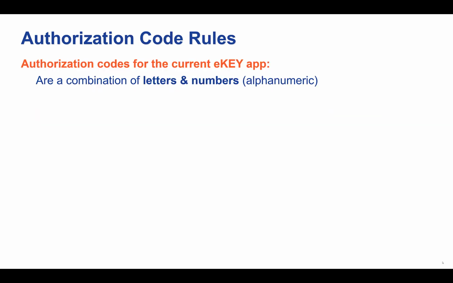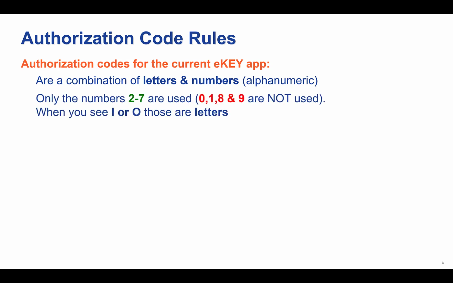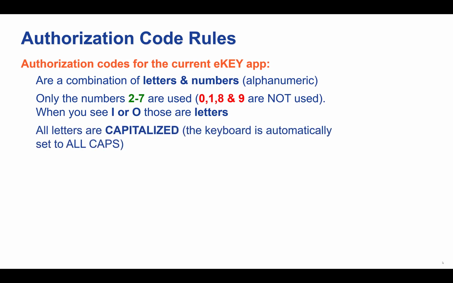A couple of notes regarding authorization codes. First of all, the authorization codes for the current eKey app are a combination of letters and numbers that are 10 digits in length. The only numbers we use are 2 through 7, so we don't use 0 or 1, and we don't use 8 or 9. That way those can't be confused with the letters. So if you see something that looks like a 1, it's an I, and if you see something that looks like a 0, it's an O. All the letters are capitalized, and your keyboard will automatically be set to all caps when you're entering in an authorization code, so you won't confuse those either.